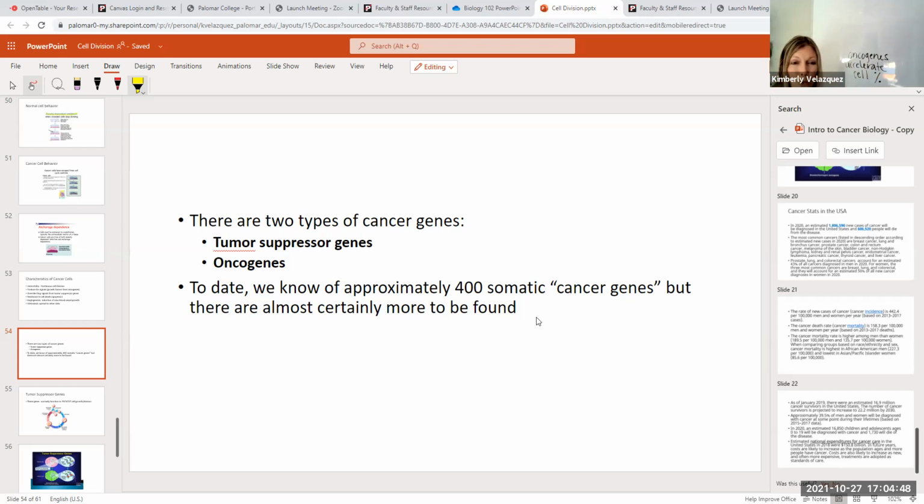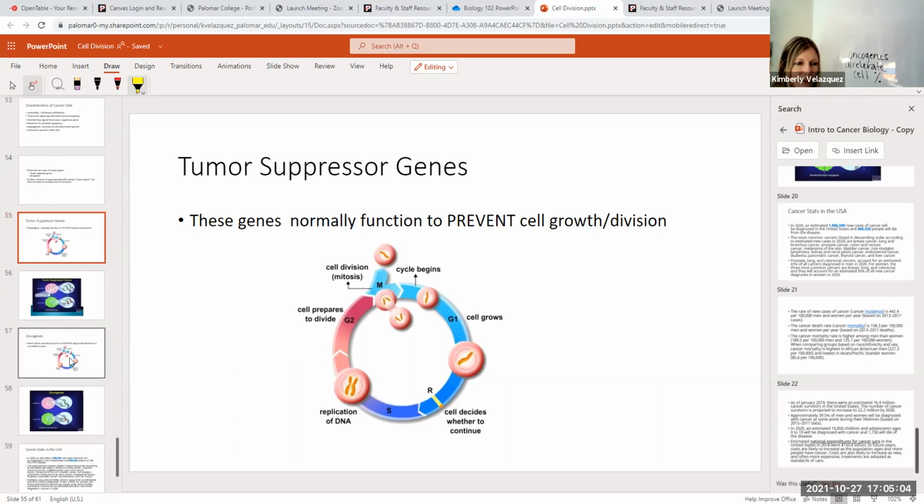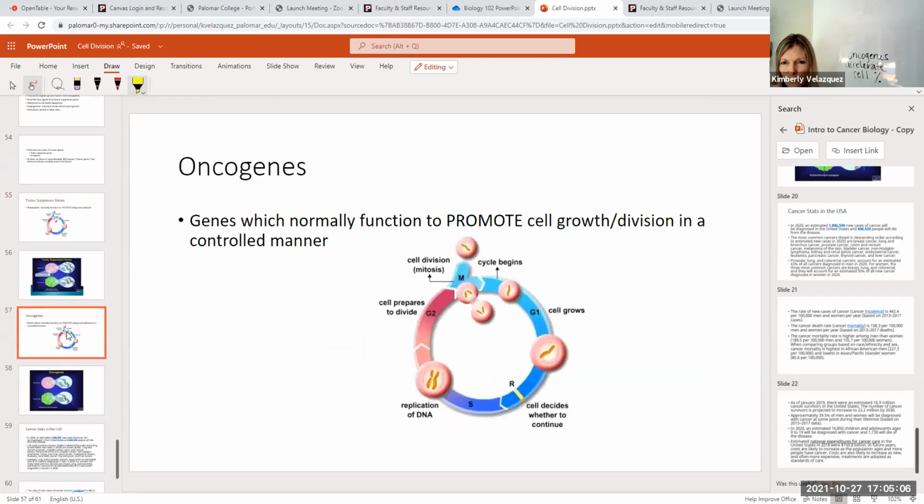We know of at least 400 somatic cancer genes, but obviously there are probably more than that. So tumor suppressor genes, again, normally prevent bad cells from dividing. And when something goes wrong with them, then bad cells are allowed to divide. Whereas oncogenes normally promote or accelerate cell division. And when something goes wrong with them, it's just dividing out of control.